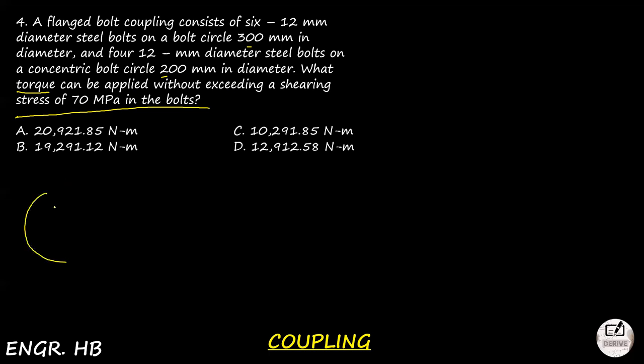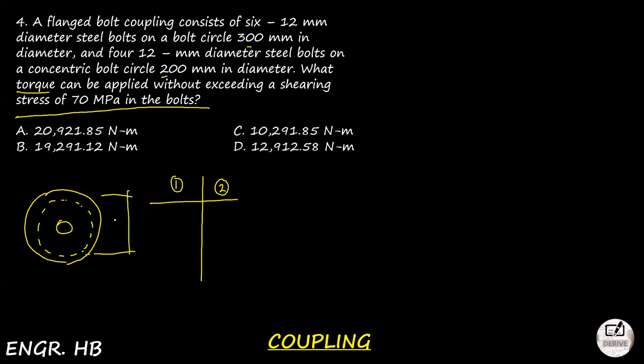mm. So drawing natin yung flange. So kunyari ito yung shaft. So a flange bolt coupling consists of 6 12 mm. So sabihin na natin, ito yung pangalawa kasi mas malaki yung bolt circle niya. So maglagay tayo ng dalawa dyan. So this one and two pertains to the number of the bolt circle. So unahin muna natin nasa labas. On a bolt circle, 300 mm in diameter. So kunyari siya yan, parang donut lang, no? So that was 300 mm. So lagay na natin dito, DBC is equal to 300.